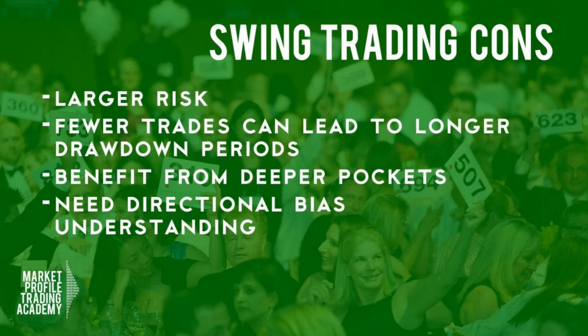And then from a competence side, you've got to have a directional bias understanding. You got to be able to look at the auction as it's taking place and come up with a perspective of who's in control and where's the auction trying to go. So those are kind of some of the pros and cons.